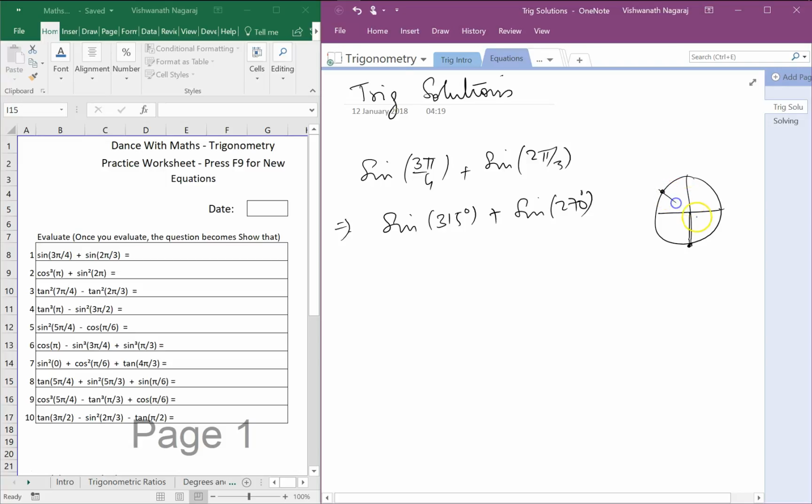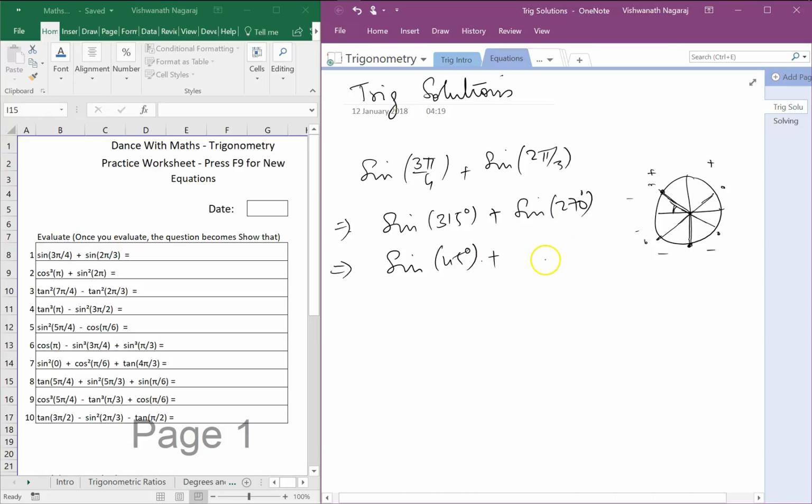So remember, these 4 points, which are perpendicular, will always have the same values, and then you have to take care of the appropriate sign, plus or minus. So the reference angle is 45 degrees. So we can say sine 45 degrees. Remember, sine is positive in both these places, sine is negative in both these places, cos is negative in these two quadrants.